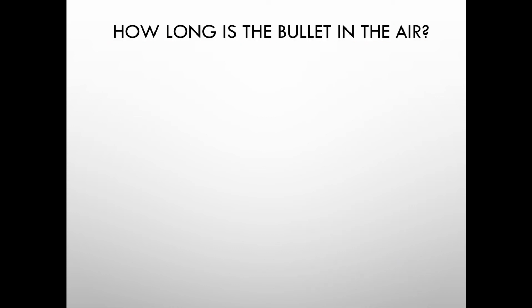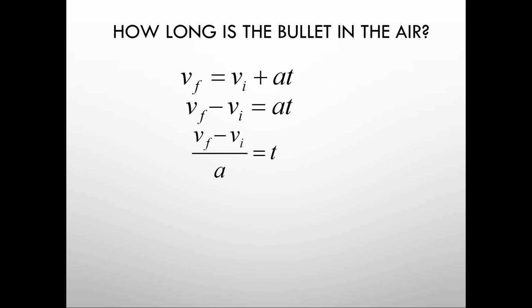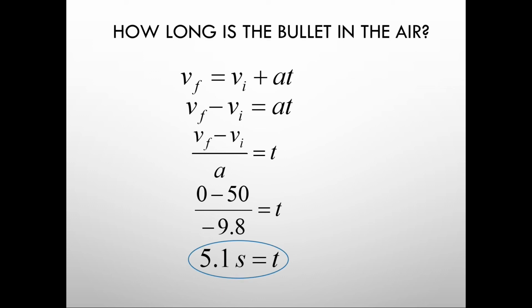Continuing the same example, how long is the bullet in the air? Well, for this we can use the equation Vf equals Vi plus at. We need some equation here that has t because now we're looking for time. So, rearranging again, we can move Vi to the other side. We can divide both sides by a, and we will have an equation for time. Again, we know that the final velocity is 0, the initial velocity is 50, and the acceleration is negative 9.8. So solving all of this, we can say that the time will be 5.1 seconds.